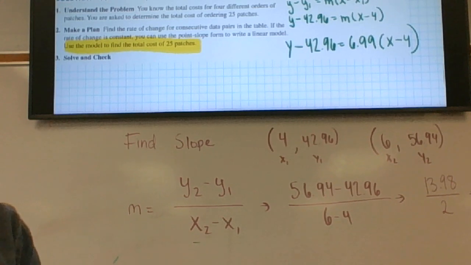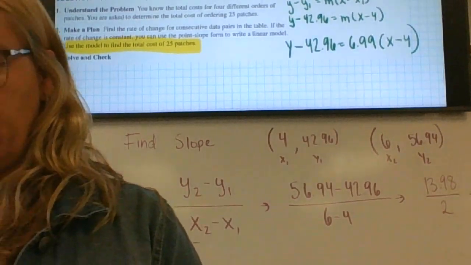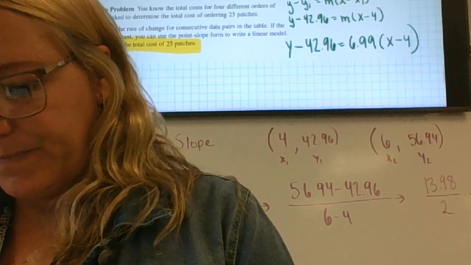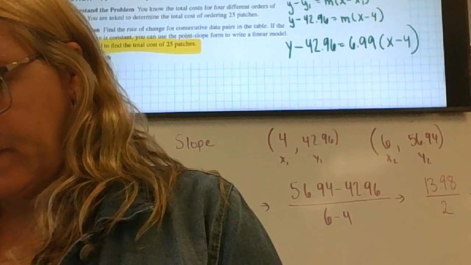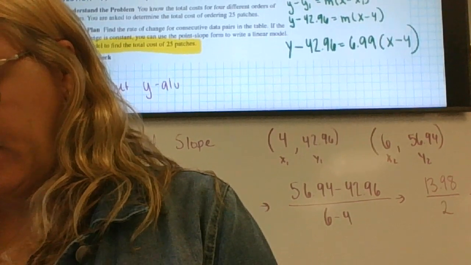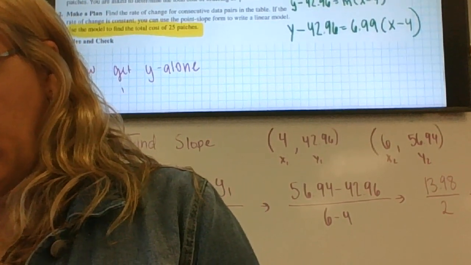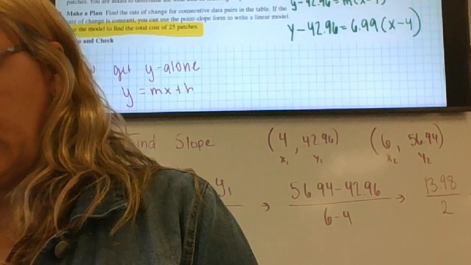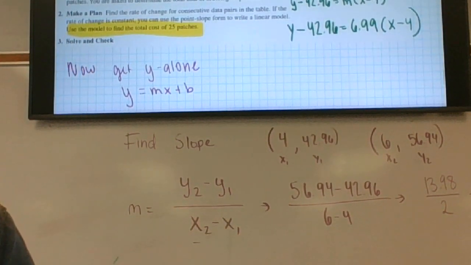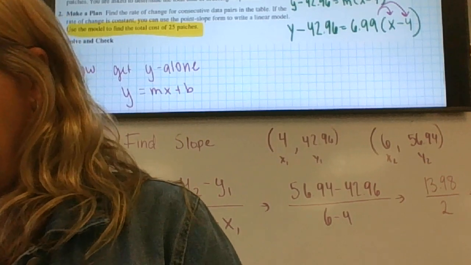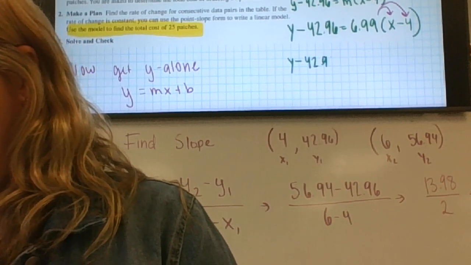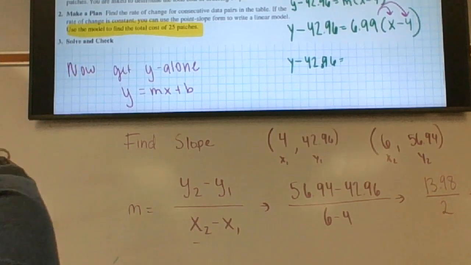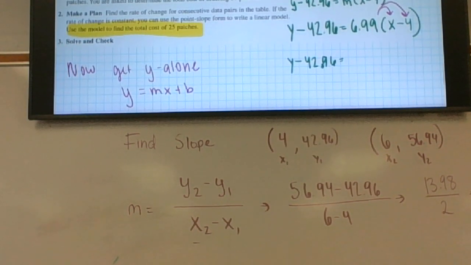I want you guys to rewrite this, get y alone. When you get y alone, it'll look like y equals mx plus b. So we need to distribute, and that's going to take a calculator. Let's see if you can write an equation in slope-intercept form from here. Rewrite it.